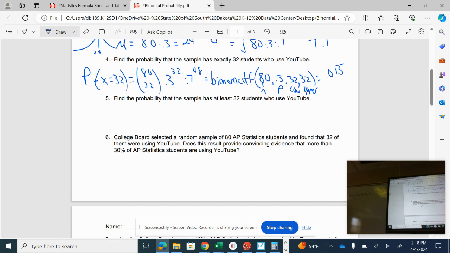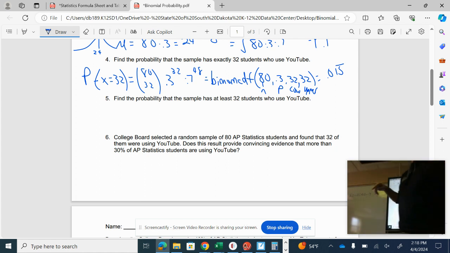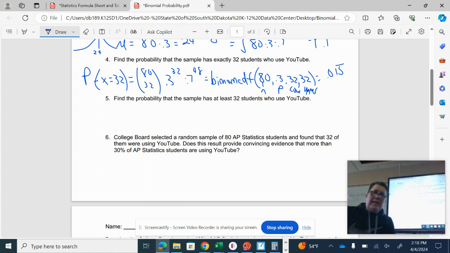But if you do this on the AP exam on the written part and you put binom PDF or CDF, make sure you label those things. And if you're using the CDF, make sure you say something like these are the same if you use the CDF. Find the probability at least 32 are using YouTube.